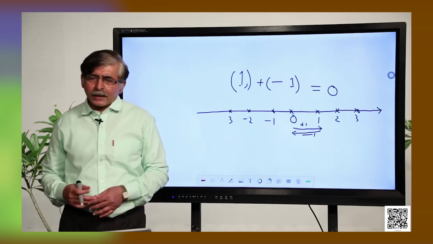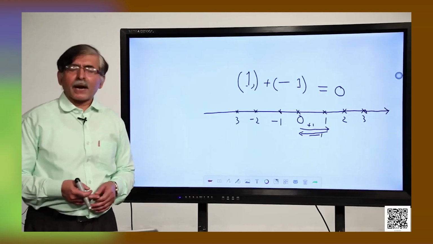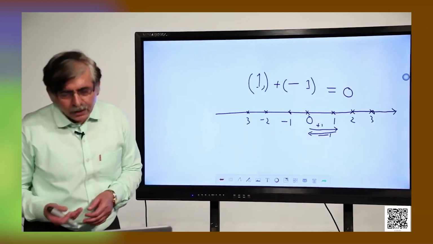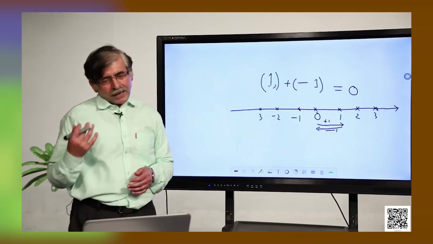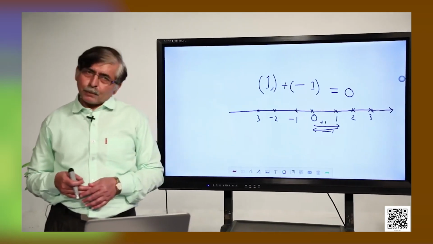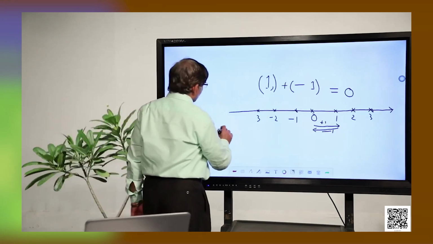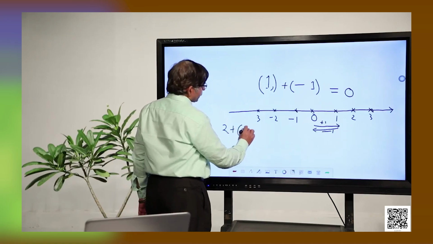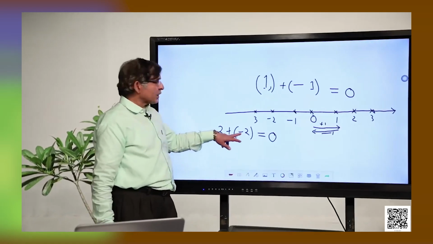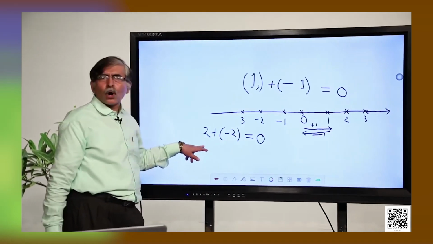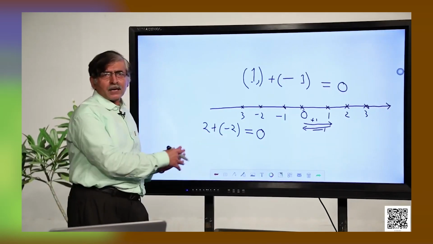Any number we can take, like 10. If we take 10, the additive inverse will be minus 10. If you take minus 10, the additive inverse will be plus 10. If we take 76, the additive inverse will be minus 76. If you take minus 76, the additive inverse will be 76. So, if we take a particular number, suppose 2, and another number, and if we add them we should get 0, then minus 2 is the additive inverse of 2, and vice versa.